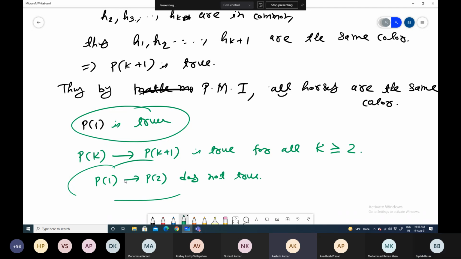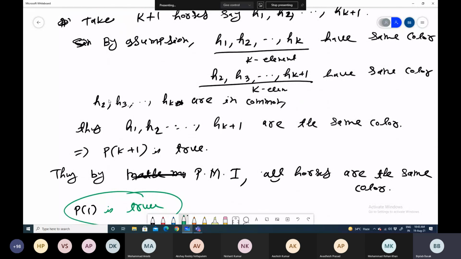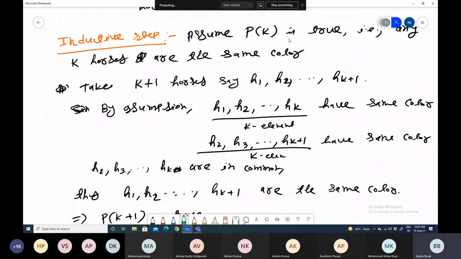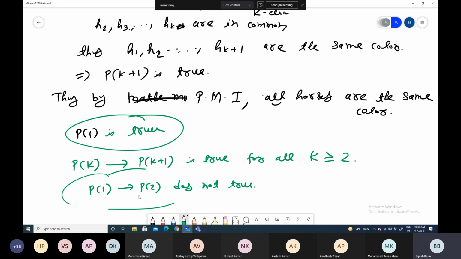So that means the argument I have given here is wrong. Here I am proving that P(k) is true, P(k) implies P(k+1) for all k, but that is not true. Actually I proved P(k) implies P(k+1) only for k bigger or equal to 2. P(1) implies P(2), I did not prove that. Therefore, the argument is not complete.